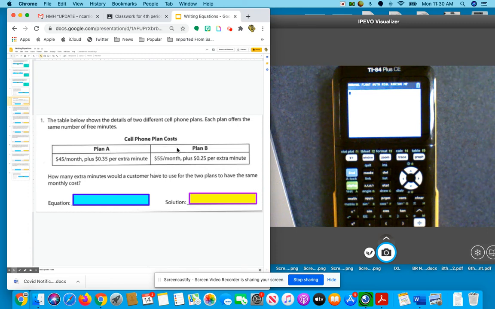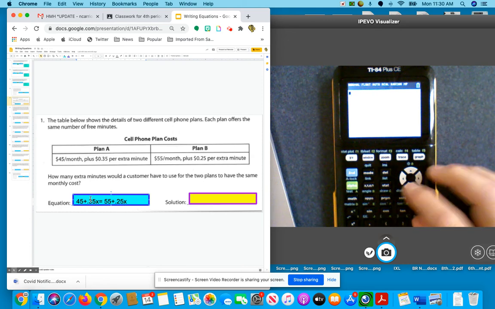And so we know that these two are going to have equal signs because of the word same. And so I'm going to go ahead and utilize what I know, and I'm going to go ahead and write it. It says $45 plus 35 cents, 0.35x. And since they said the same, because that's plan A, we're going to put an equal sign. We're going to put $55 plus 0.25x. And the reason we put the x's is because it said per minute behind the 25 cents and the 35 cents. Okay. And so this is how we're going to find the solution.